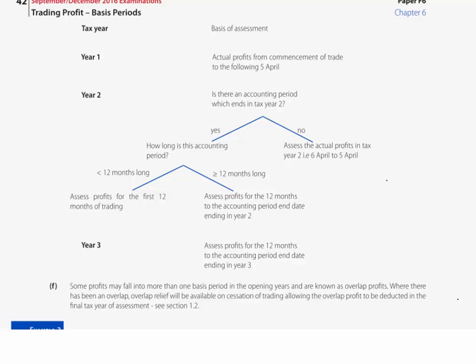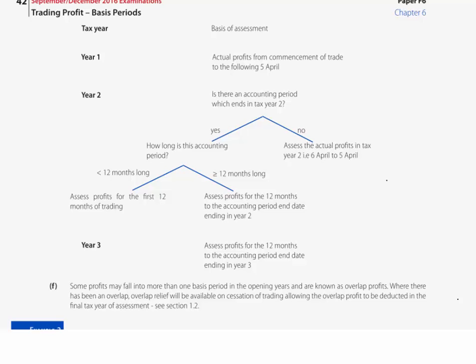Well, at the end of our previous session together, we'd been introduced to how to determine the basis of assessment for the unincorporated trader during the most difficult period at all that we ever have to deal with. That's the opening years of a new unincorporated trade.